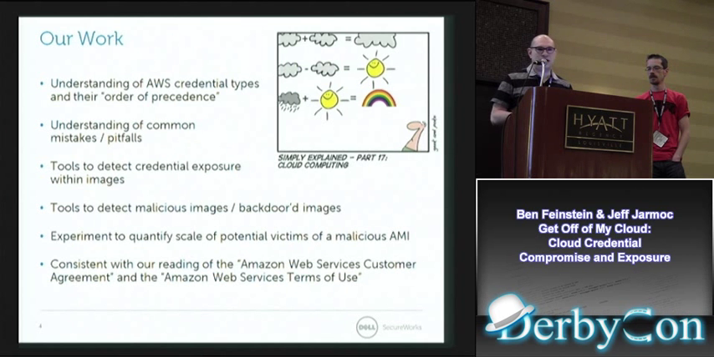What we also did is we wrote a tool that you can run against multiple Amazon machine images and look for these kinds of credentials or backdoors or other risks that are inherent in those machine images. It also looks for backdoors or things that may indicate that an image is malicious. And then we also ran an experiment we'll talk about a little bit later to quantify the potential scale of victims if you were to release a malicious Amazon machine image into the public cloud.